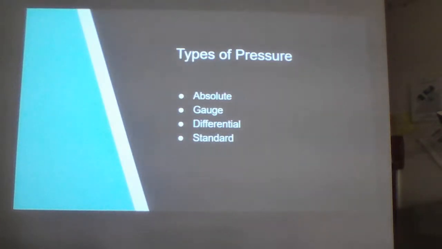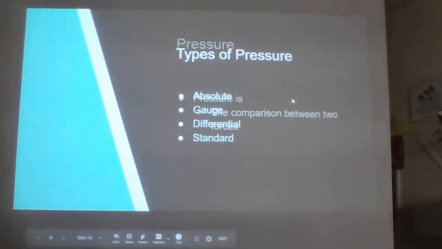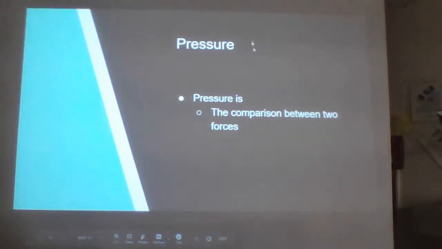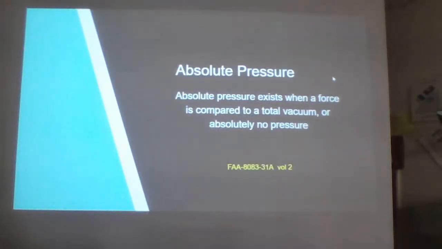Types of pressure. So we're going to go over these 4 different types of pressure. We have absolute pressure, gauge pressure, differential pressure, standard pressure. What is pressure? Pressure is the comparison between 2 forces. Okay. Absolute pressure. Absolute pressure exists when a force is compared to a total vacuum or absolutely no pressure.